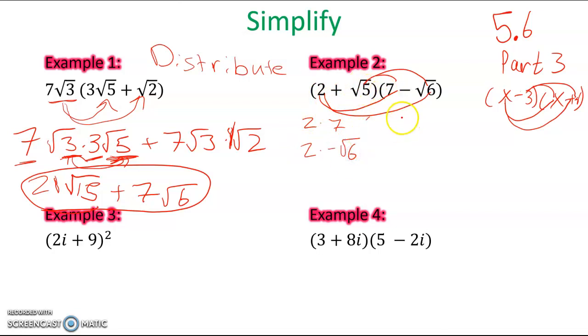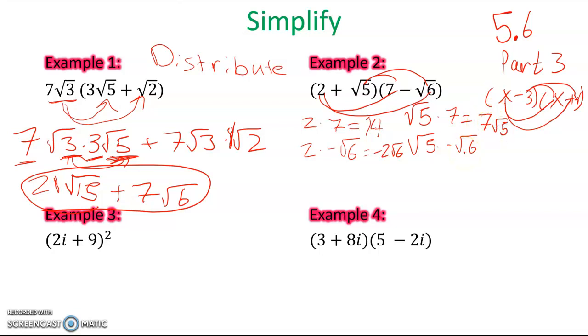And then over here, I got the square root of 5 times 7, and then the square root of 5 times the negative square root of 6. I'm going to simplify all these out in steps here. 2 times 7 is just going to give me 14. 2 times negative square root of 6 gets me negative 2 square root of 6. Again, I don't multiply these two numbers together because one is underneath the radical sign and one is not. All I do is put the negative out front there. So I'm going to get negative 2 times the square root of 6. Same with right here. I got a 7 that's not underneath the radical and a 5 that is. That just turns into 7 times the square root of 5.